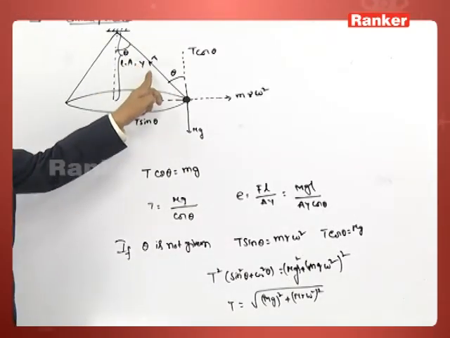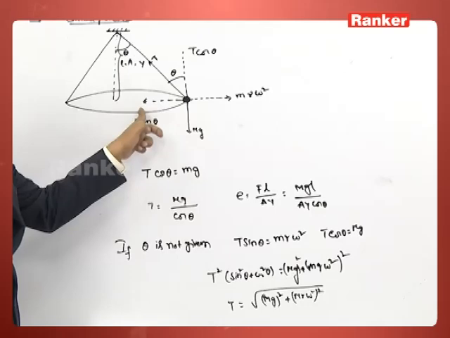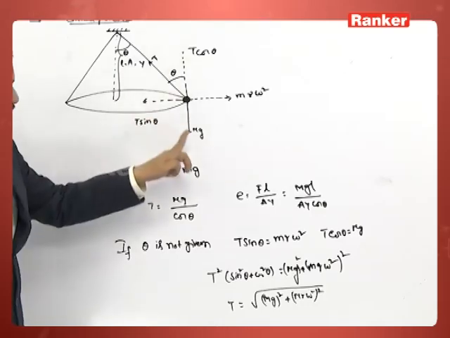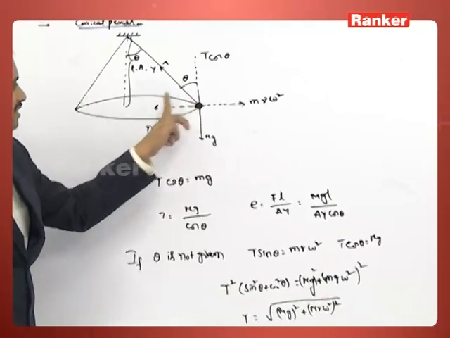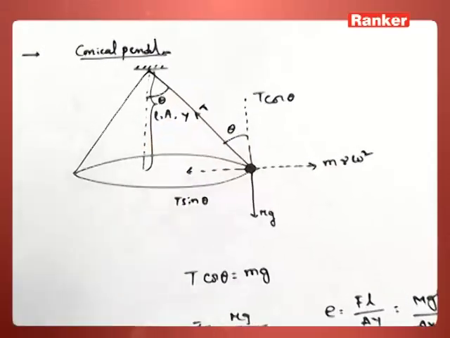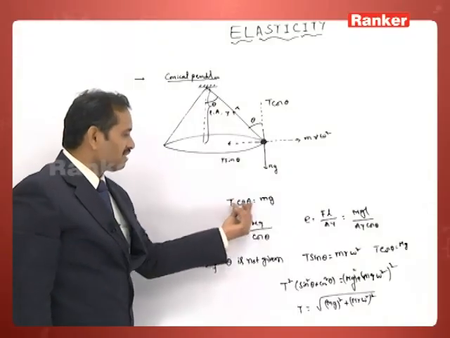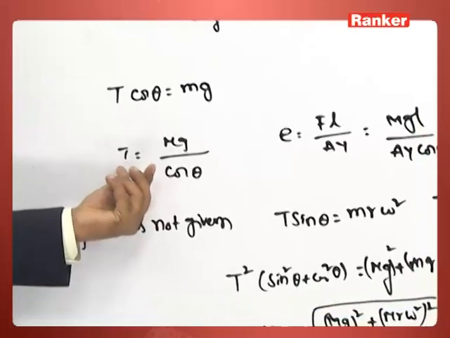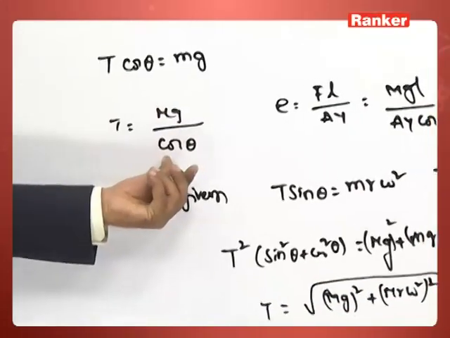T cos theta, T sin theta. T cos theta is balanced by weight. T sin theta is balanced by m r omega square. Basically, T cos theta equals mg, so T equals mg by cos theta.